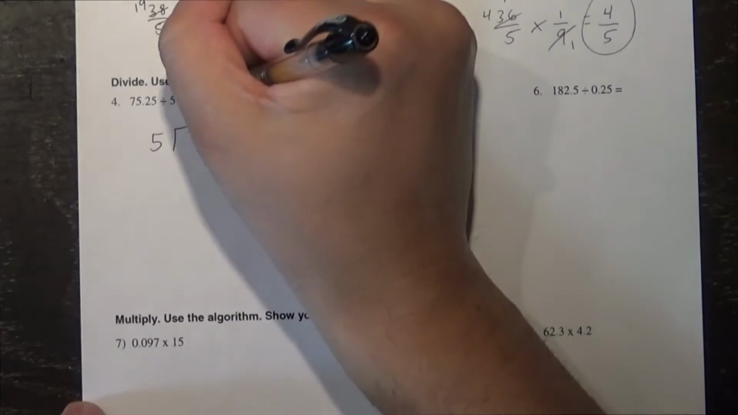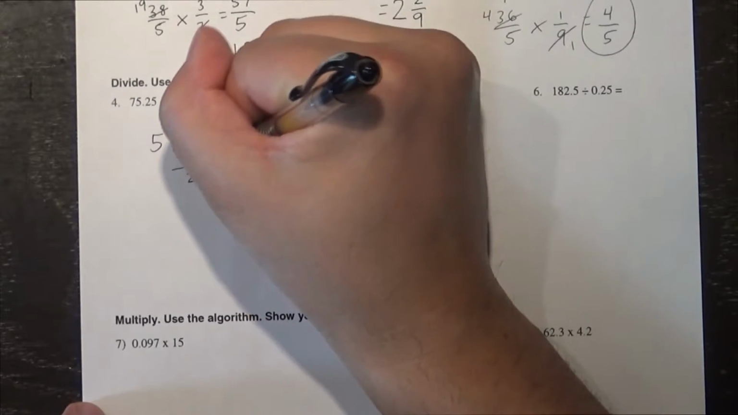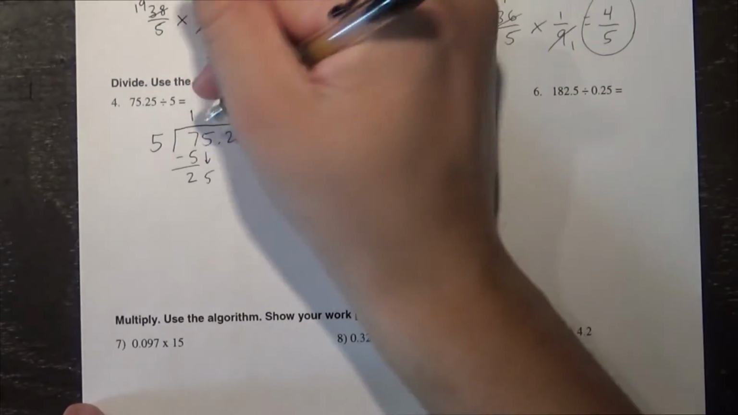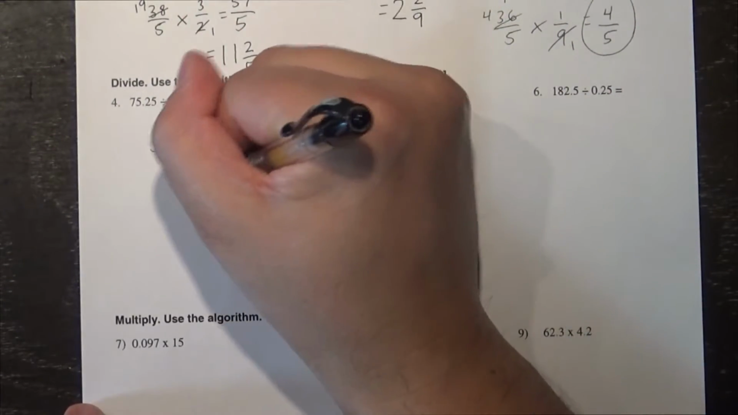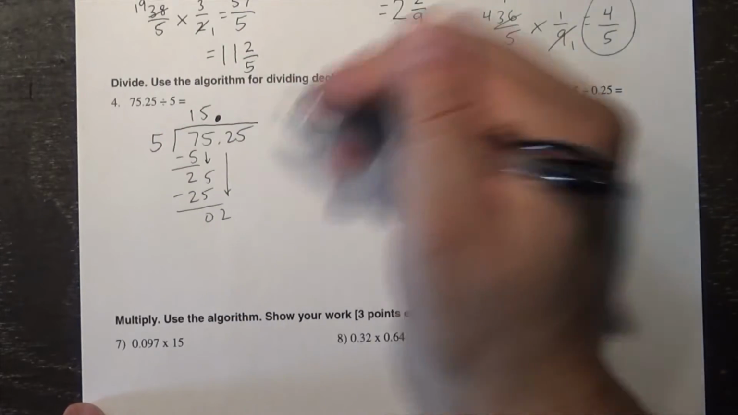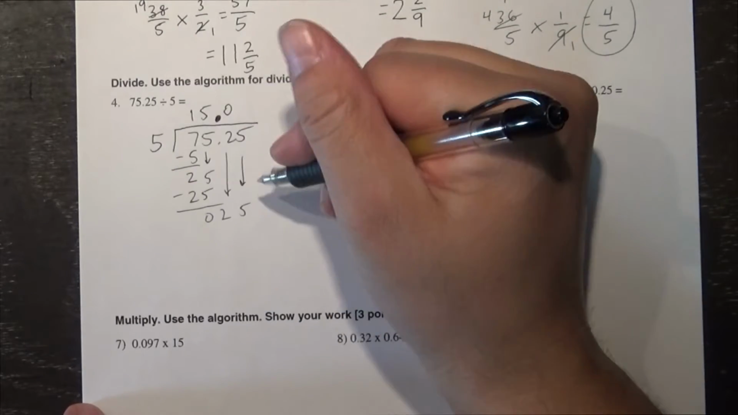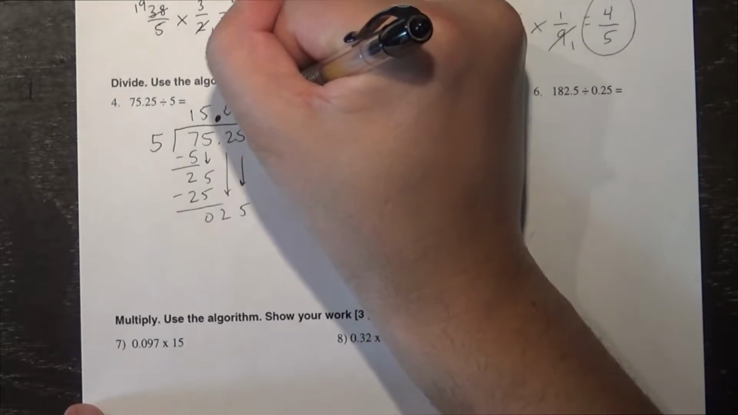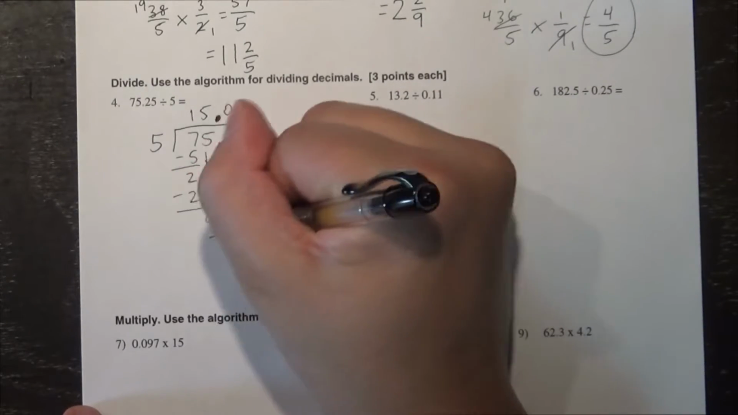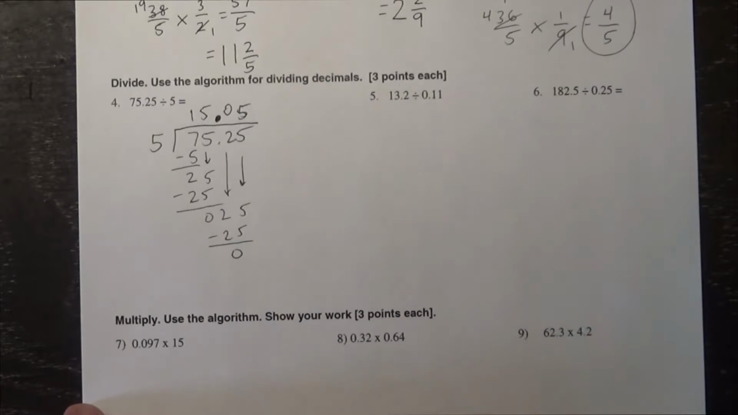5 goes into 7 one time. That would be 5. I'd subtract and get 2. Bring down my 5. That's 25. 5 goes into 25 5 times. 5 times 5 is 25. I can subtract. I get 0. I bring down a 2. 5 goes into 2 0 times. I'd bring down my 5. 5 goes into 25 5 times. That's 25. I subtract and I get 0. So my answer is 15 5/100ths.